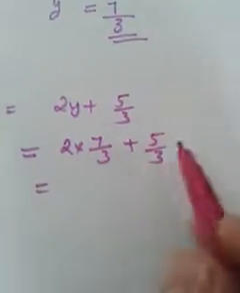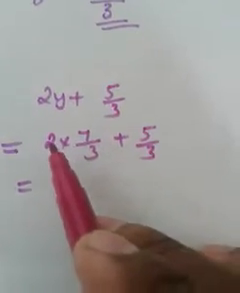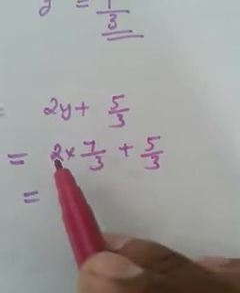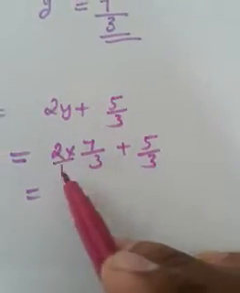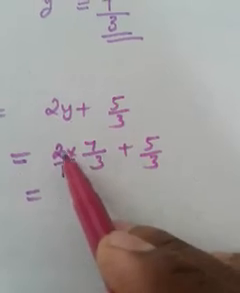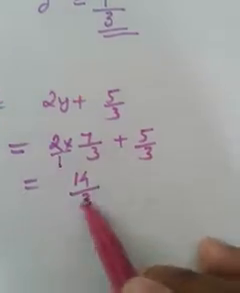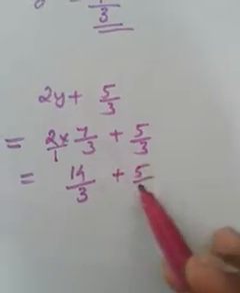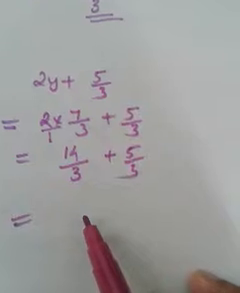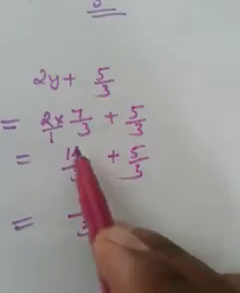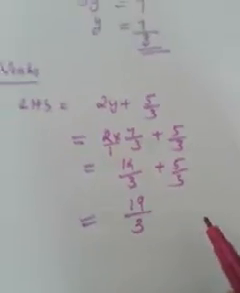So what is 2 into 7 by 3? As I mentioned once, to multiply 2 into a fraction, you can write this 2 as 2 by 1 for better understanding, then multiply the numerators and multiply the denominators, because it is multiplication now. So 2 into 7 is 14, by 1 into 3 is 3, plus 5 by 3 as it is. Since the denominator is the same, how do we add two rational numbers with the same denominator? Just write the denominator as it is. 14 plus 5 is 19. We got the answer as 19 by 3 on the LHS side.